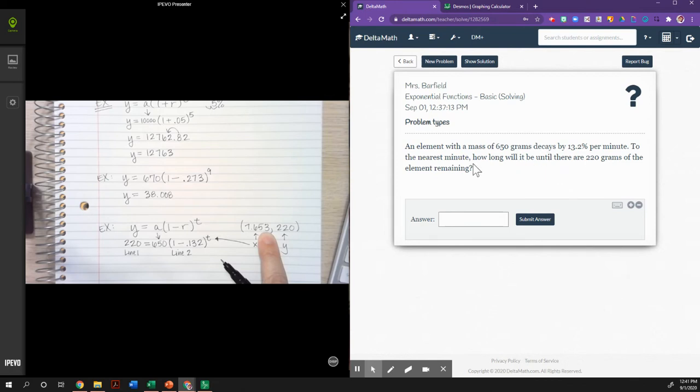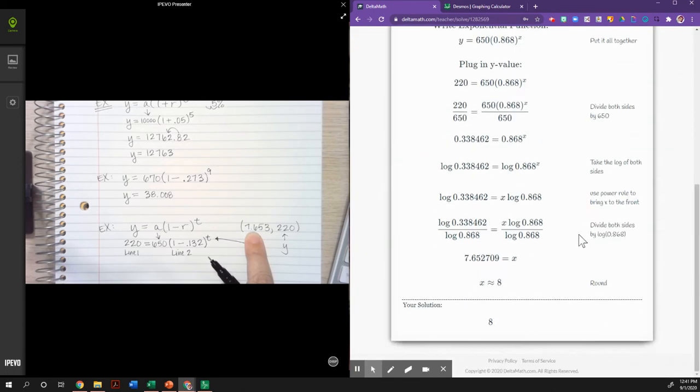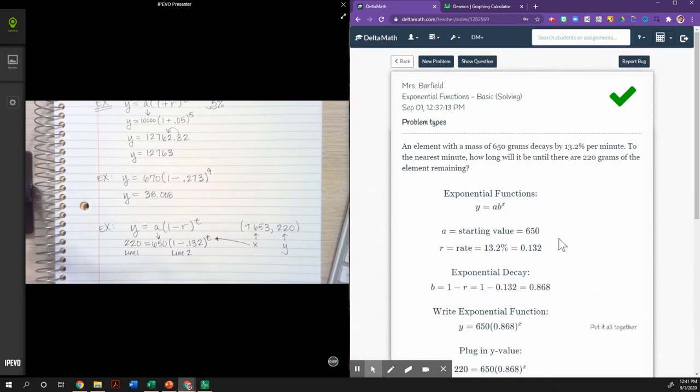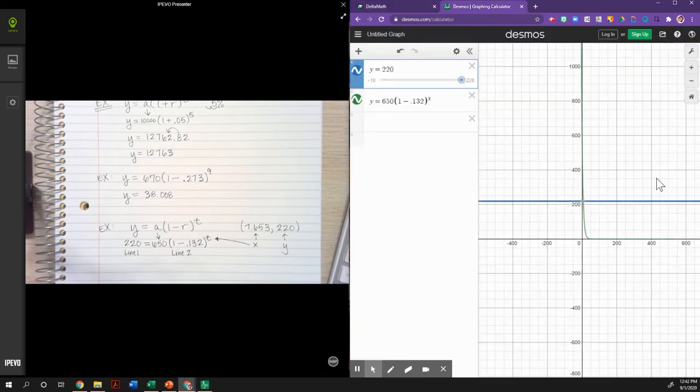Now let's go over here to Delta Math. It says to round to the nearest minute. Well, 7.6. I'll be honest, we should just leave it, but Delta Math says to round it, so we round up to 8. Yes, and there we go. Now he goes through the whole process on how to do this by hand. If you notice right here, see how it says log? We haven't gotten there yet. We're using the fact that we know how to graph things, and we're looking at the graph of an exponential function, and how I relate those two graphs to solve.